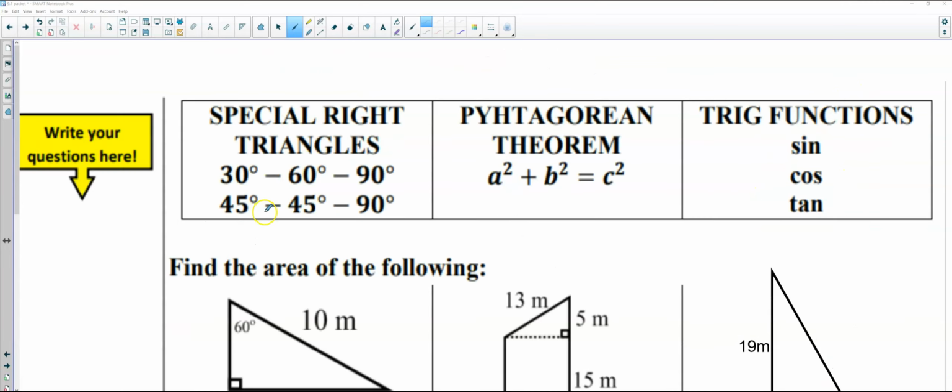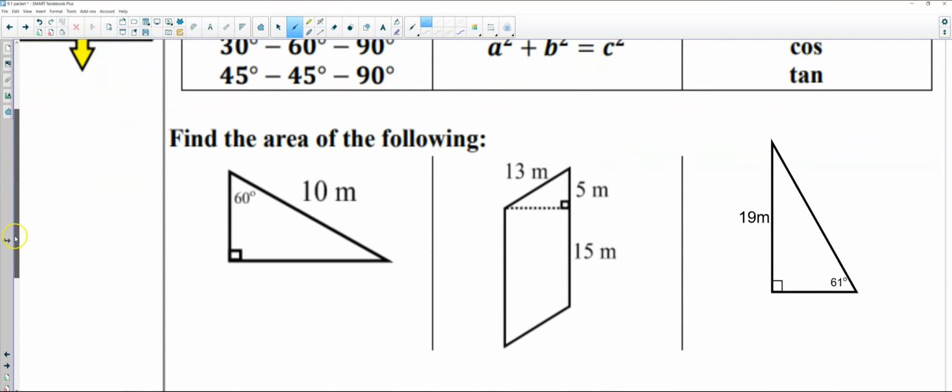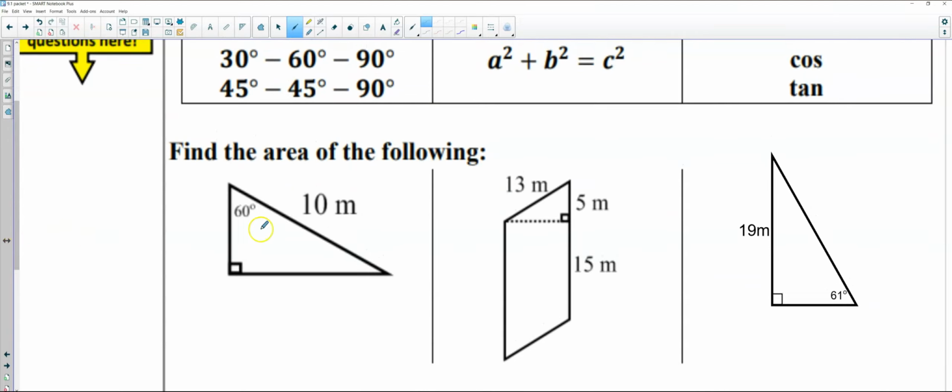Okay, and then we have this example. We're going to be using the special right triangles and Pythagorean theorem and trigonometric functions, remember? The first example is: find the area of the following. Notice this is 60 degrees, that's 90, so that's a 30-60-90. We are given the hypotenuse. Remember, the short leg right here would be half of the hypotenuse, right? We already learned our special right triangle, so this would be 5 meters.